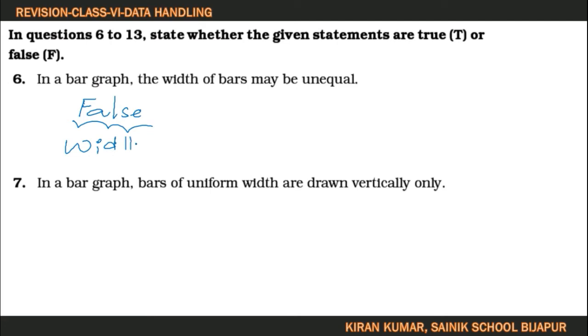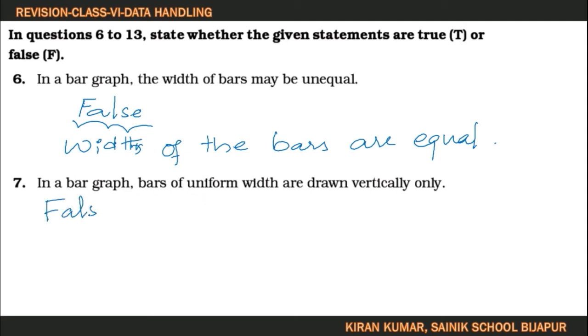Width of the bars are equal. Seventh one, in a bar graph, bars of uniform width are drawn vertically only. This is again false. In a bar graph, the bars of uniform width can be drawn vertically as well as horizontally.